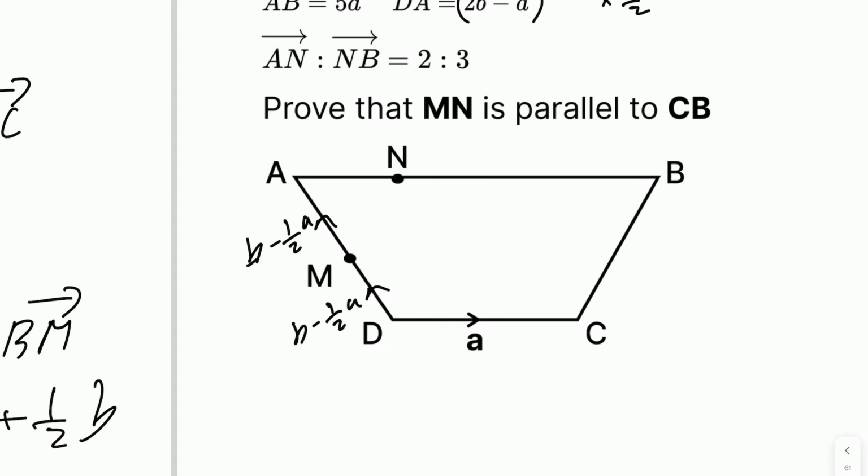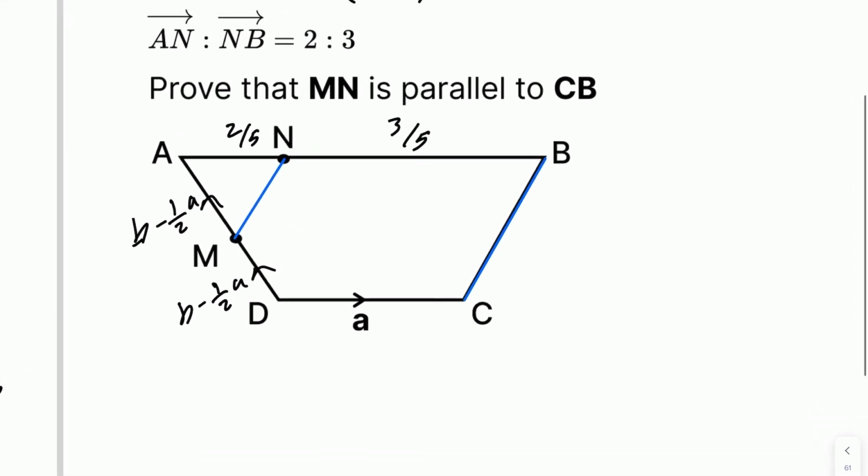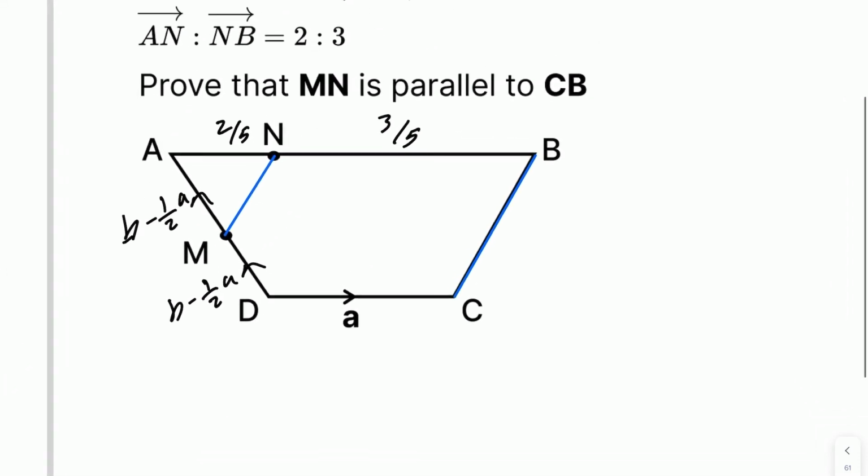And then we know that the ratio here is 2/5 to 3/5. And we need to prove that M to N is parallel to C to B. I'll color them both in blue. So there we go. We need to prove that these two lines are parallel effectively. And the way we do that is just prove that they're multiples of each other.